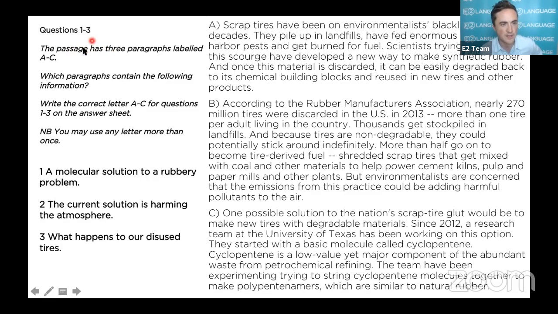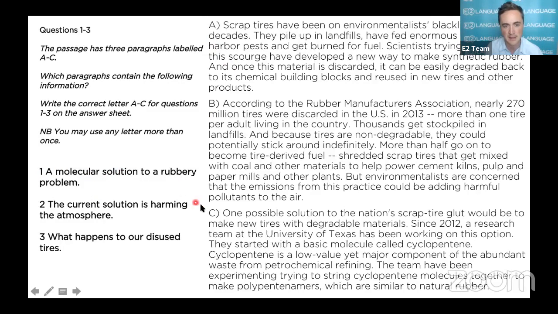Okay, questions 1 to 3. The passage has 3 paragraphs, labeled A to C. Fine. Which paragraphs contain the following information? A molecular solution to a rubbery problem. This is very similar to matching headings, but this one's more sort of, you have to maybe read a bit more than the first sentence. So this one, you have to match a molecular solution to a rubbery problem.